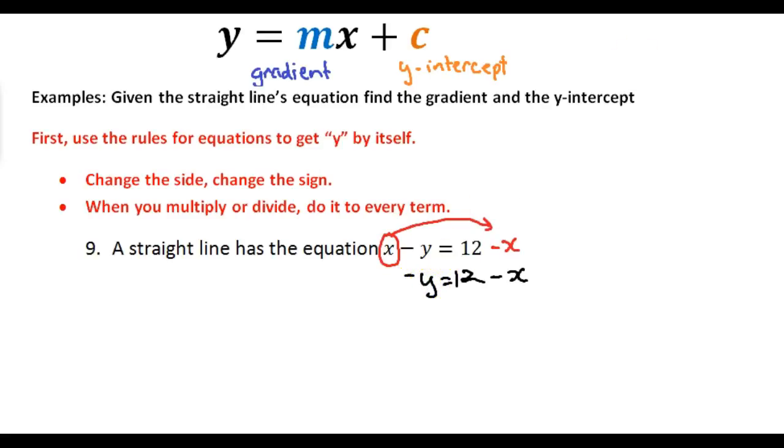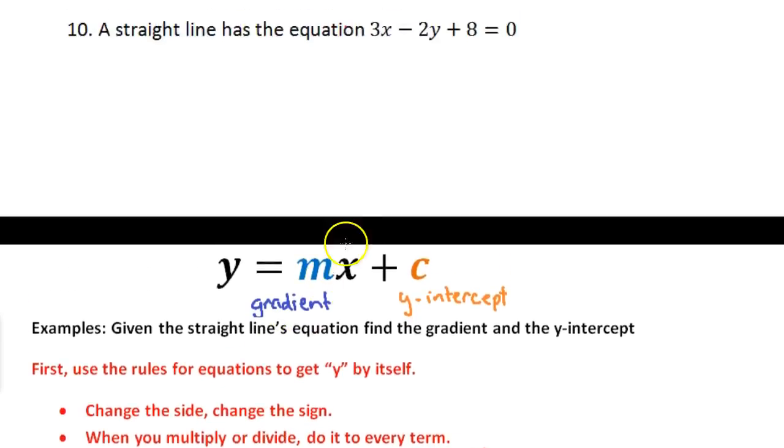So if I multiply every term by negative 1, what's going to happen is that's going to change the sign of every term. So that becomes a y, that becomes a negative 12, and the negative x becomes a positive x. Now we compare it with y equals mx plus c, the number in front of the x. And you might think, oh, there's no number. But remember, there's actually 1 there. We don't put a 1 in front of the x. So the gradient here is positive 1. And the other number is the y-intercept, which is negative 12.